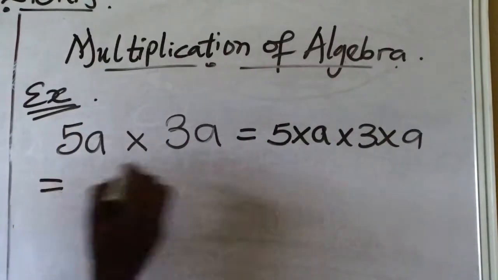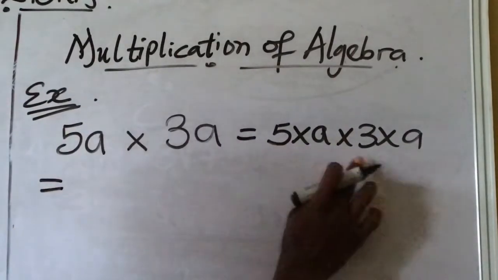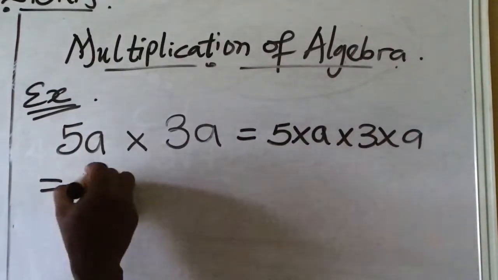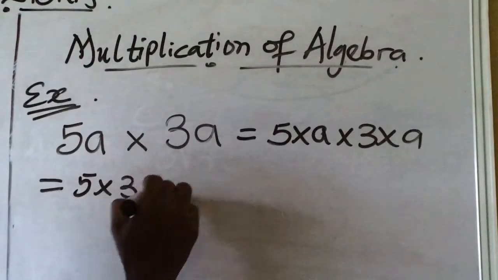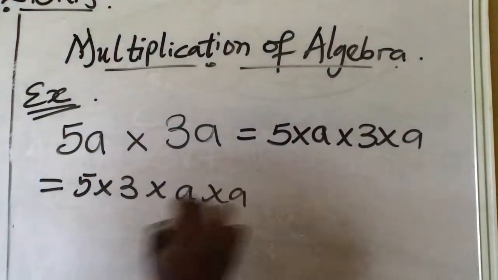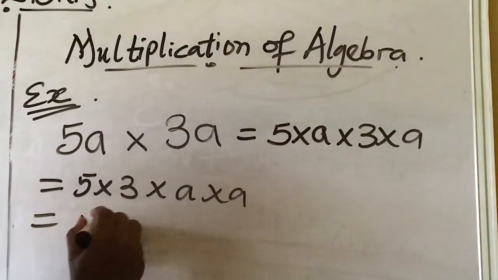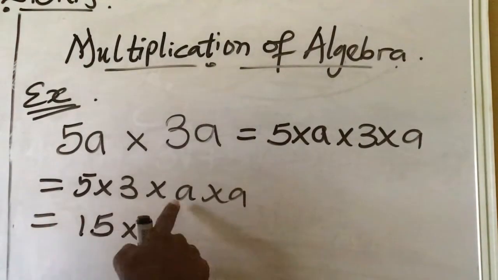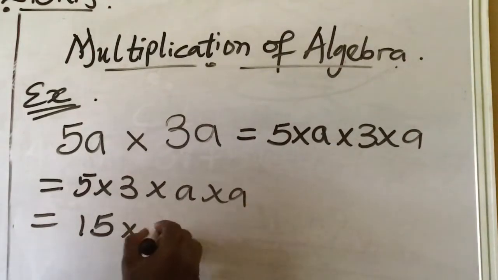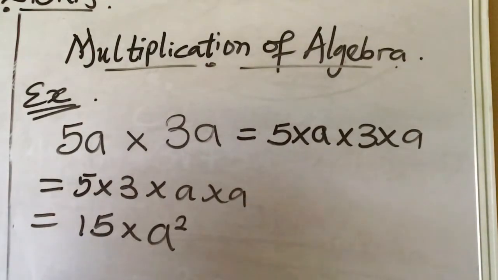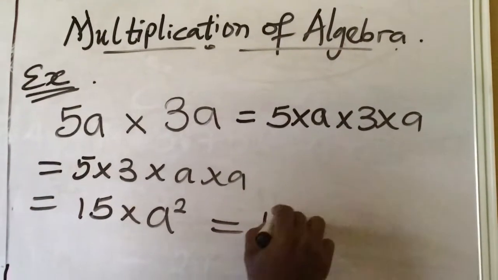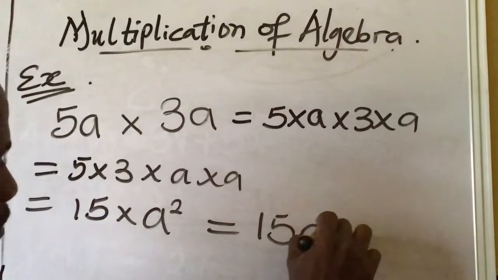Now, 5 times 3, it's like I'm arranging 5 times 3 times a times a. Are you seeing that now? So I have 5 times 3 is what? 15, and a times a is what? A squared. So my answer is 15a squared.